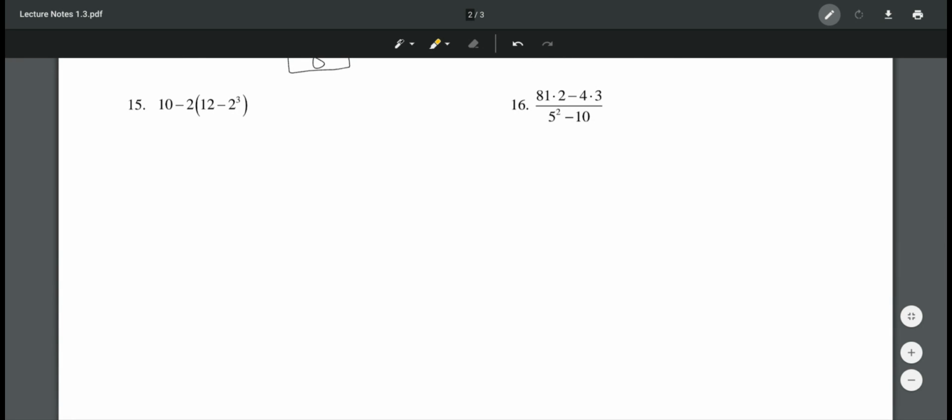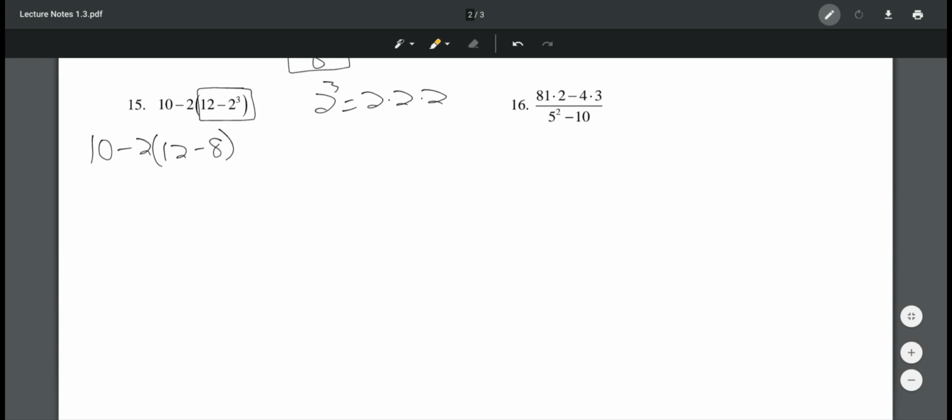In 15 and 16, I do have a group. So I have to deal with that group first. Within the group, I have to take care of the exponent. So 2 to the third would be 8, because remember, 2 to the third is 2 times 2 times 2. That's not 6, it's 8.